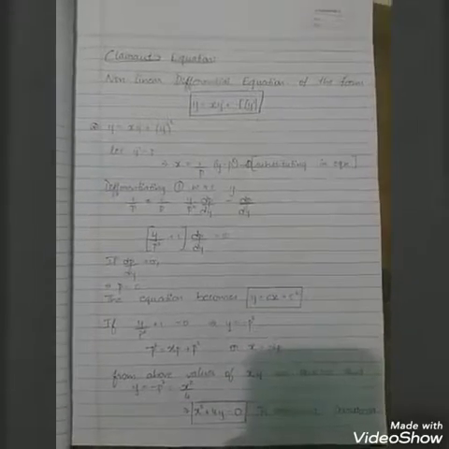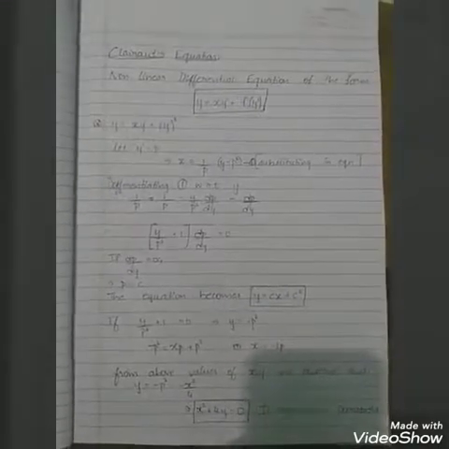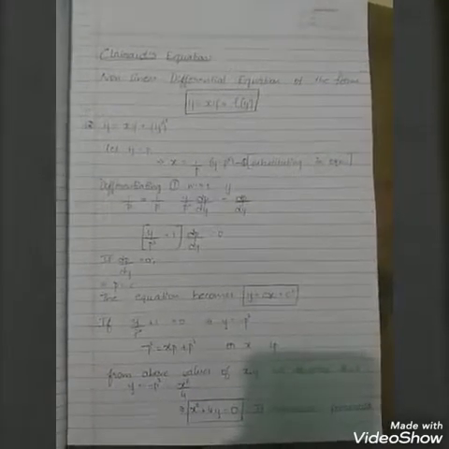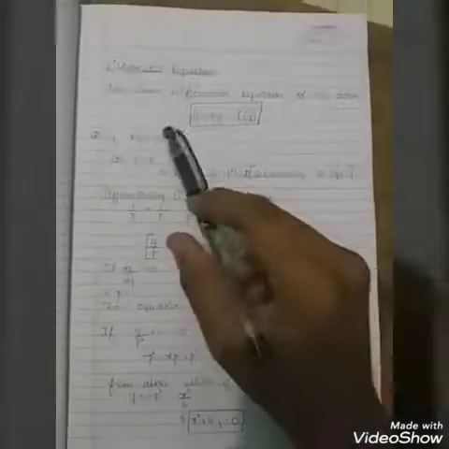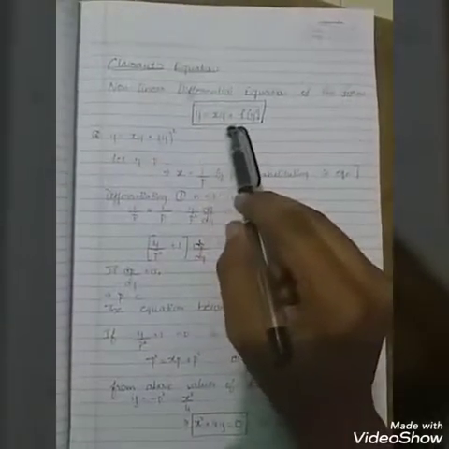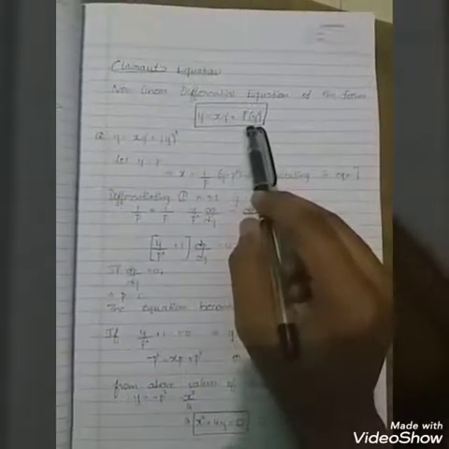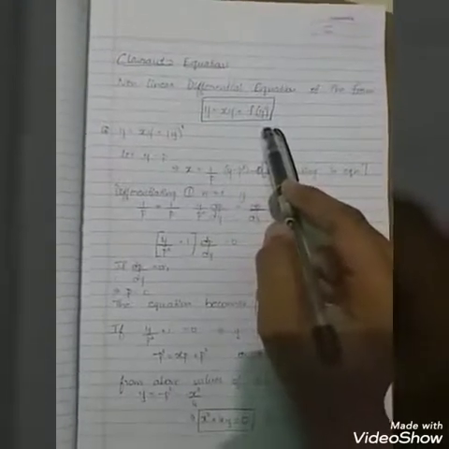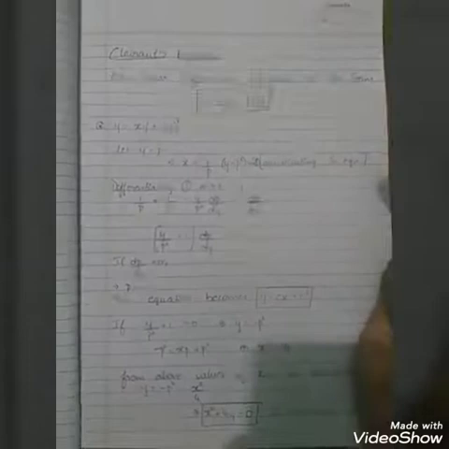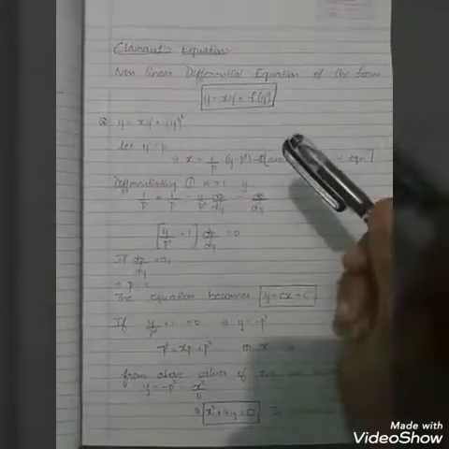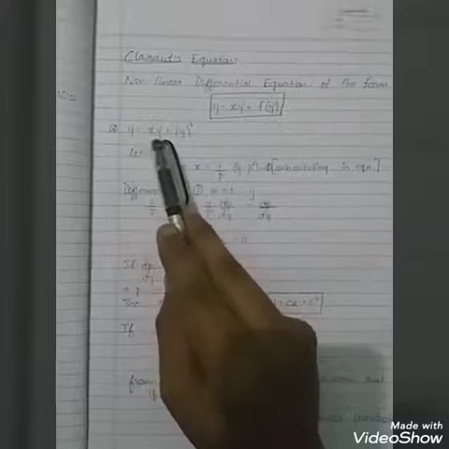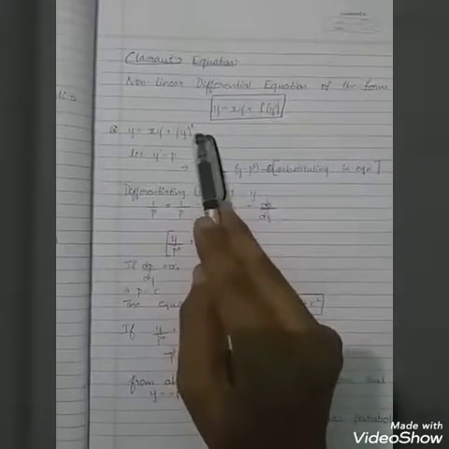Alright guys, we have another set of equation called Clairaut's equation. This is a non-linear differential equation of the form y is equal to x y dash plus f of y dash, wherein f of y dash is nothing but a function of y dash. To solve these kinds of problems, let's now look at it with an example. Here is an example: y is equal to x y dash plus y dash whole square.